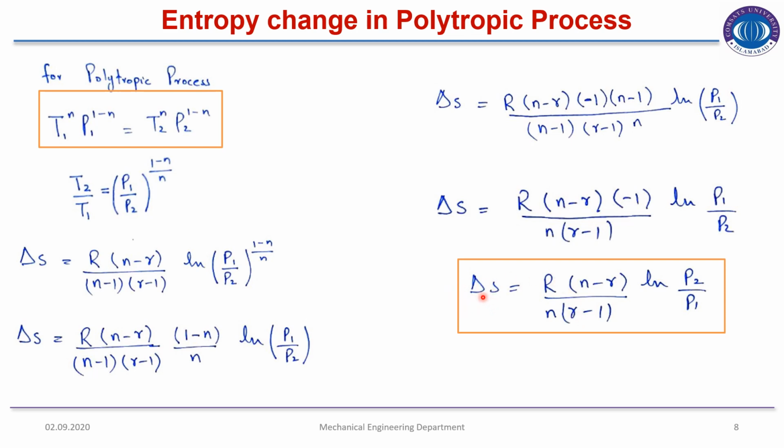So here we have another relation to find the entropy change in the polytropic process. Del S is equal to R (n minus gamma) divided by n into (gamma minus 1) natural log P2 over P1.